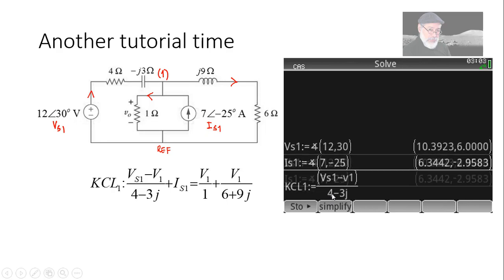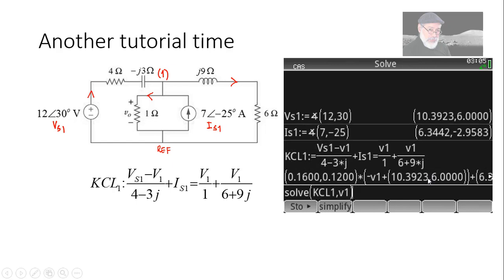And now we write a KCL equation, right? So currents going in, VS1 minus V1. Remember to use a lowercase or some symbol that will not collide with the symbols of the calculator. VS1 minus V1 divided by the impedance 4 minus 3J plus the value of the source given by the symbol I defined before, that's equal to the currents leaving the node, that is V1 over 1, well, that's redundant, plus V1 over 6 plus 9J. Enter. That's the equation. Solve that equation for V1.